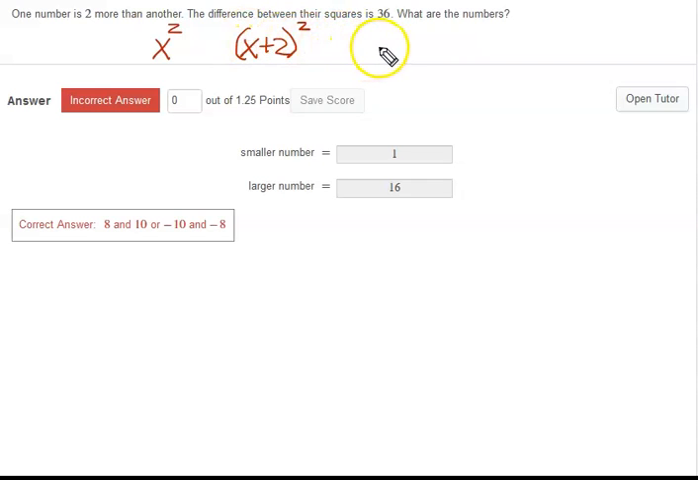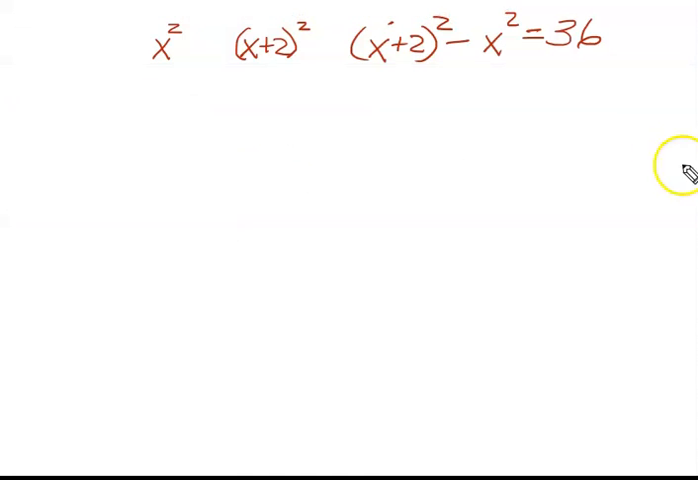Well, I'd put this one first. x plus 2, squared, minus, because this would be the larger number, and then this is the smaller number. And we're saying that the difference between these two numbers is 36. So let's solve it then.